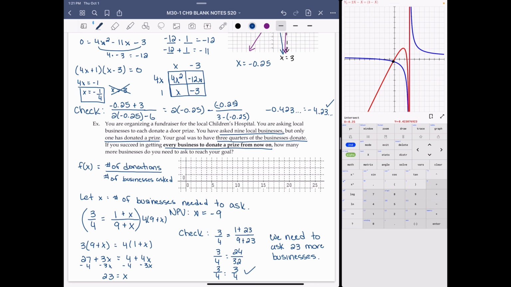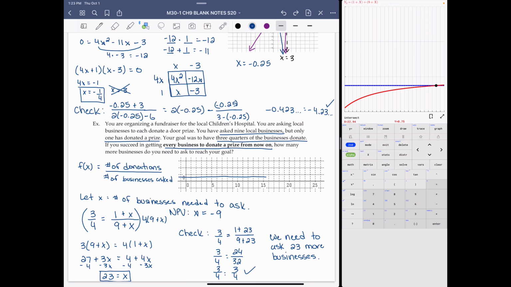3/4, about there. And then graph our rational function. We know that they are going to intersect at x equals 23, so it will look something like this.